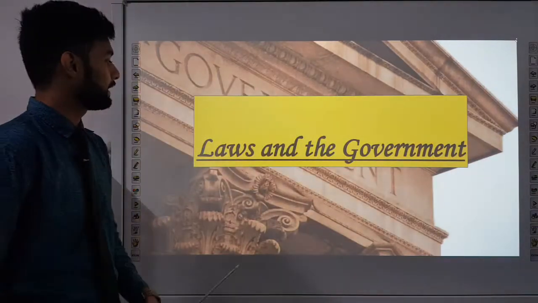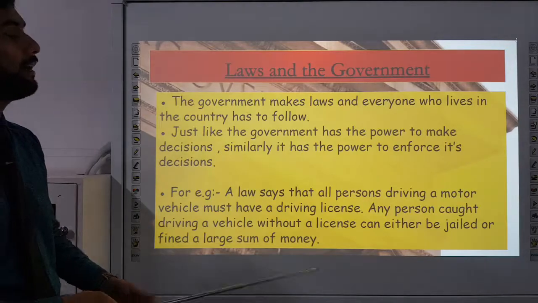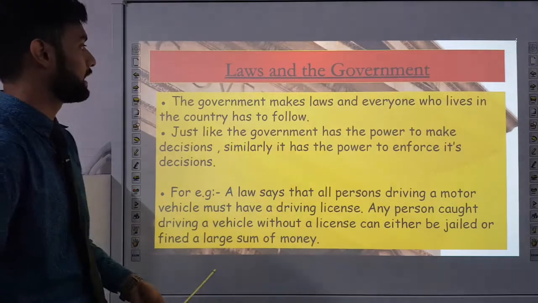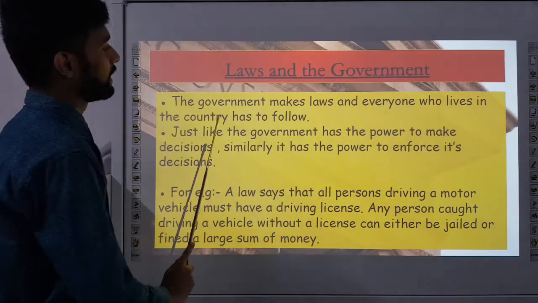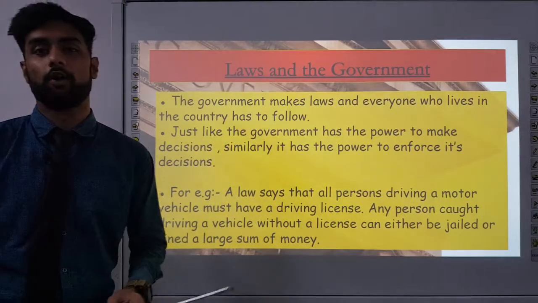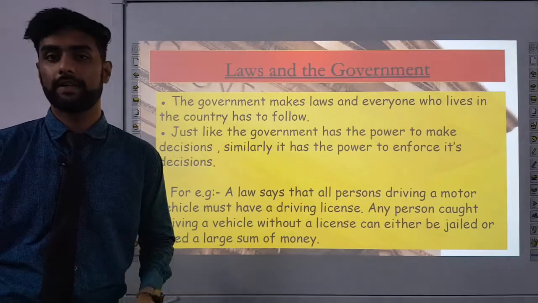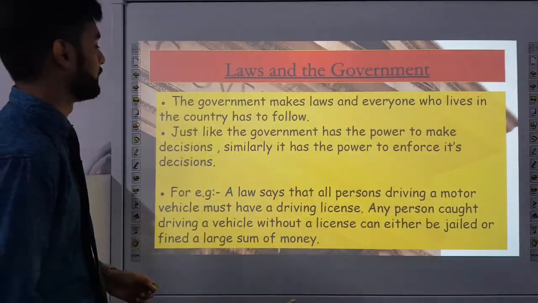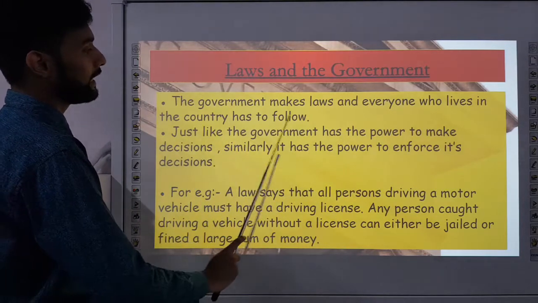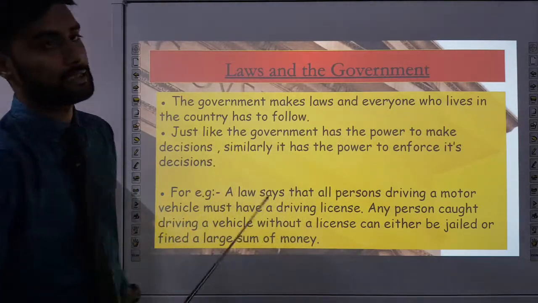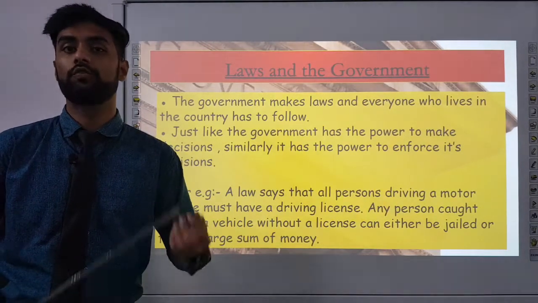Now, our next topic is laws and the government. What laws do they make and who has to follow them? Let us learn. The government makes laws and everyone who lives in the country has to follow them. So if the government is making some laws, then everyone who is living in the country has to follow them. Just like the government has the power to make decisions, similarly it has the power to enforce its decisions. They make laws and then they enforce them. Means it forces the citizens to follow that law.